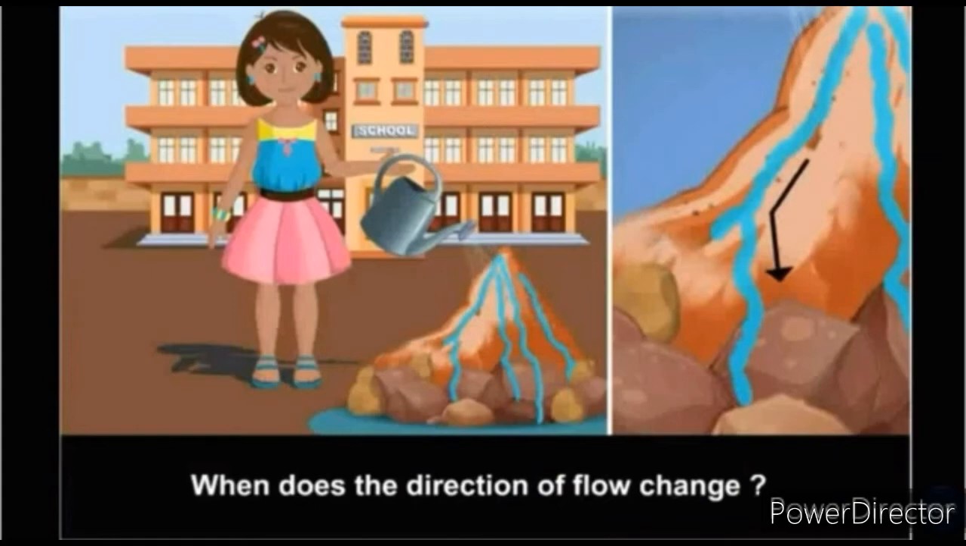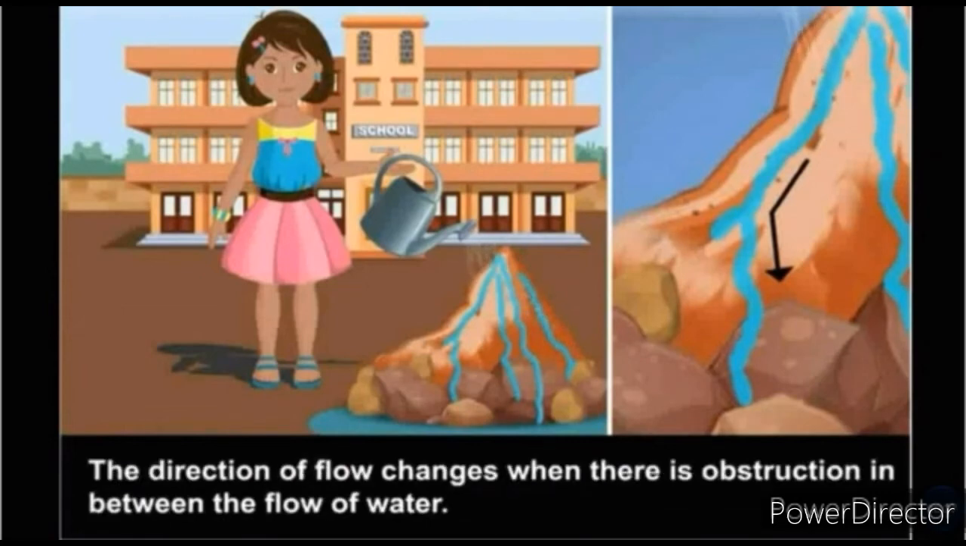Now when does the direction of the flow change? Yes, just now I told you that when an obstruction comes, the direction of flow changes. The direction of flow changes when there is an obstruction in between the flow of water. Okay.